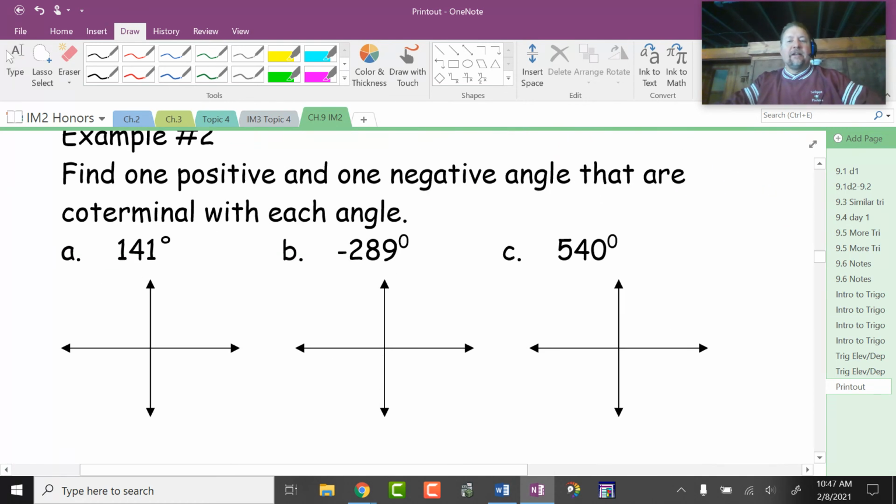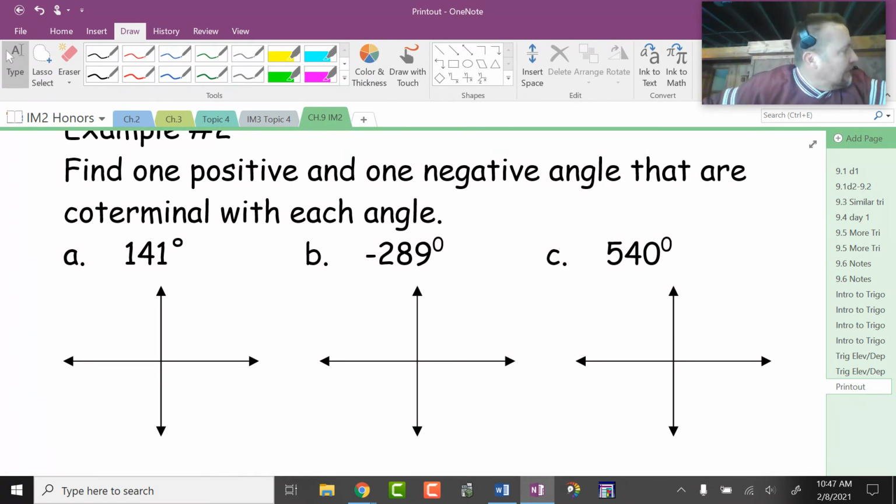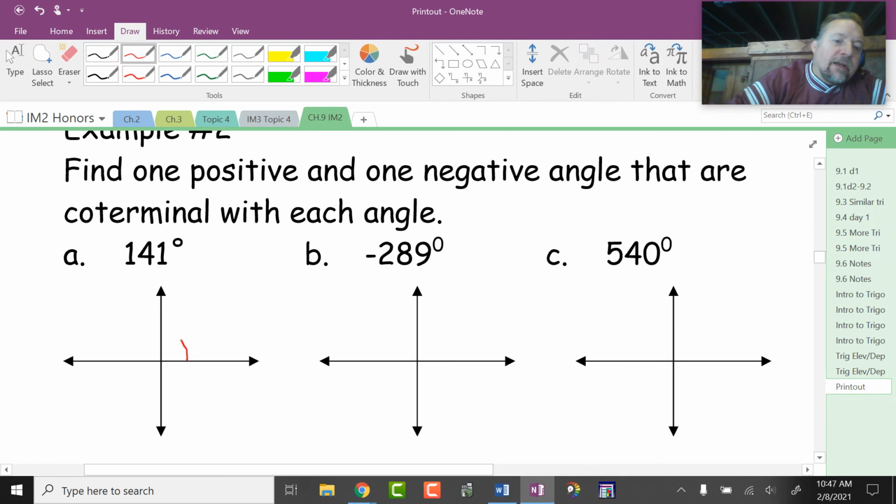Brian, now we got a different thing, right? I don't care if you have to write this down real quick. And I like drawing them. That's why I have these quick coordinate planes for the notes here. Where does 141 degrees land? Second quadrant. Okay, but look at the directions now. This is between 0 and 360. They don't want that. They want just another positive and another negative.